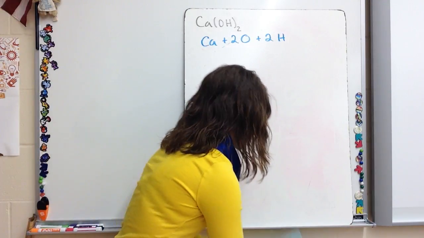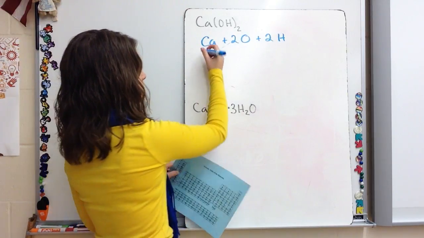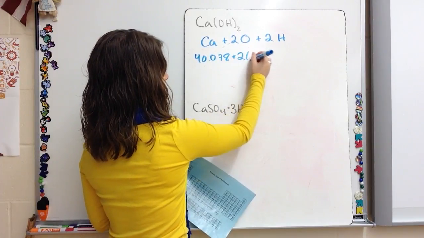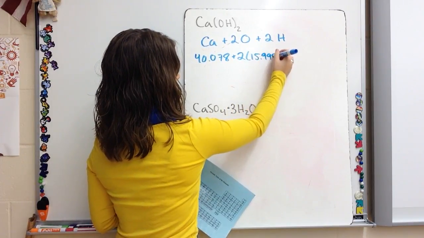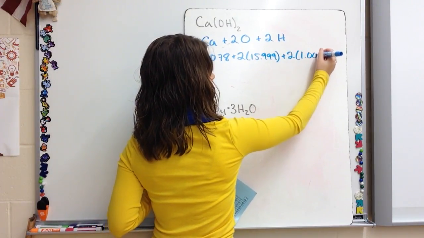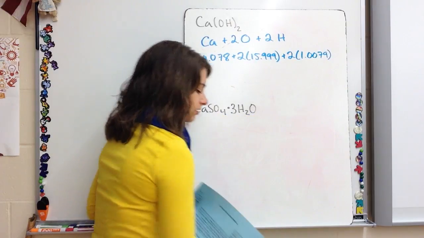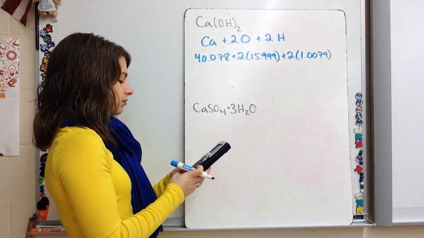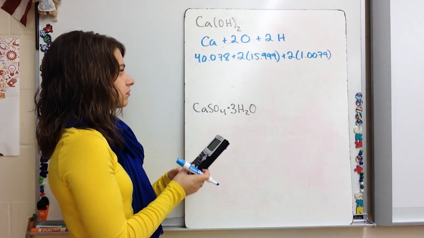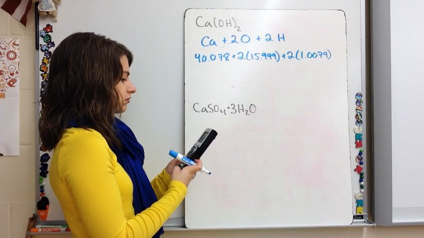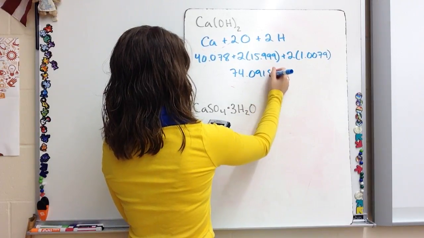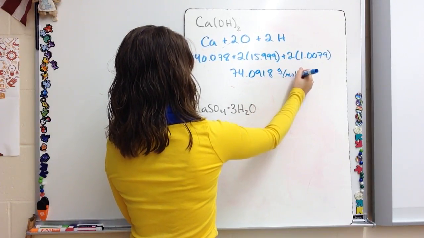So the mass of calcium is 40.078. And then we have 2 oxygens. Oxygen is 15.999, and then we have 2 hydrogens, so 1.0079. And we'll add all of those up. And we get 74.0918 grams per mole.